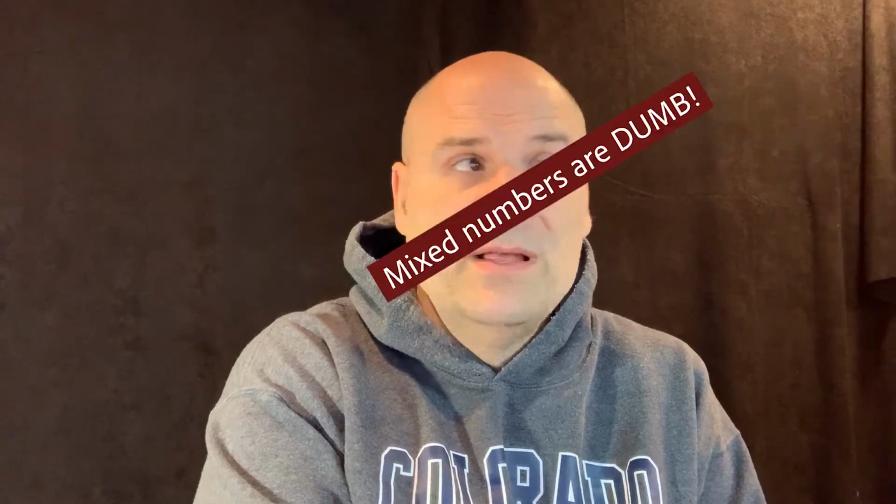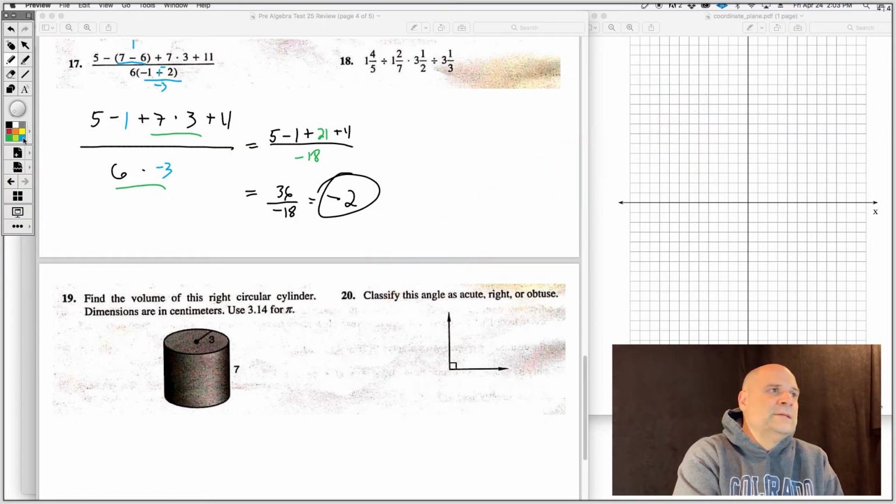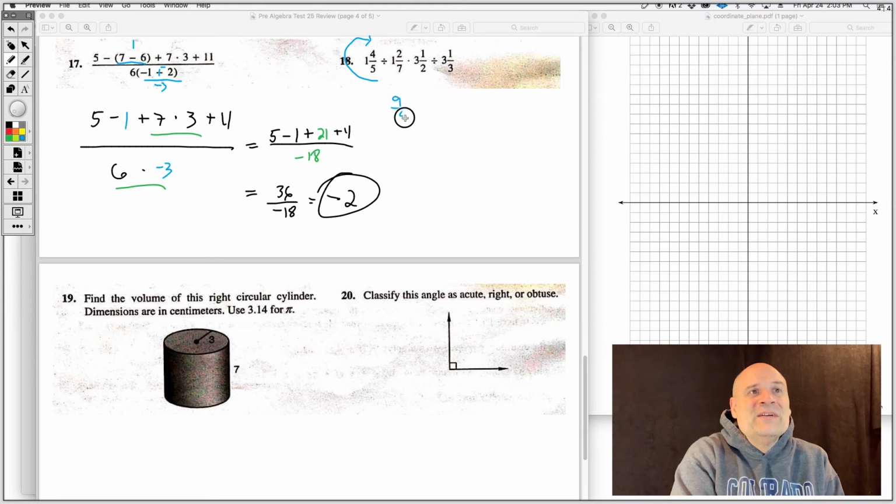Number 18, what do we think of mixed numbers? Oh, they're okay. No, they're not allowed in your house. Mixed numbers are dumb. Change them to improper fractions. We like the improper fractions better. Okay, so 1 times 5 is 5 plus 4 is 9 over 5 divided by 9/7.